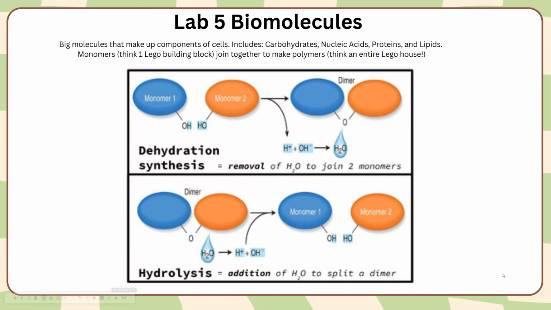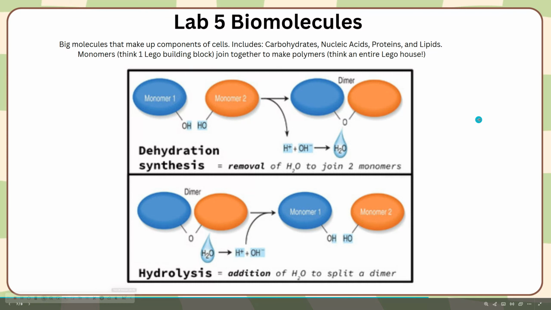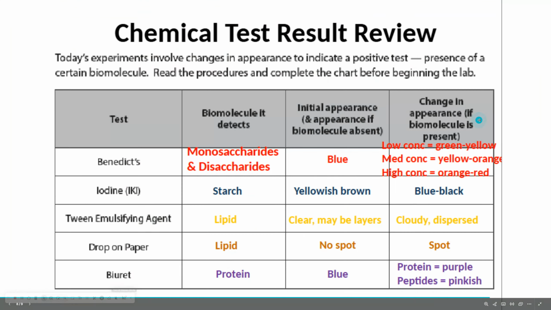In order to put them together, the chemical reaction is called dehydration synthesis. We remove the water, and we now have two monomers stuck together to start building our polymer. If we want to take that Lego house apart, all we have to do is add water. We call it hydrolysis. Add water to our polymers, and we will break them into our monomers.